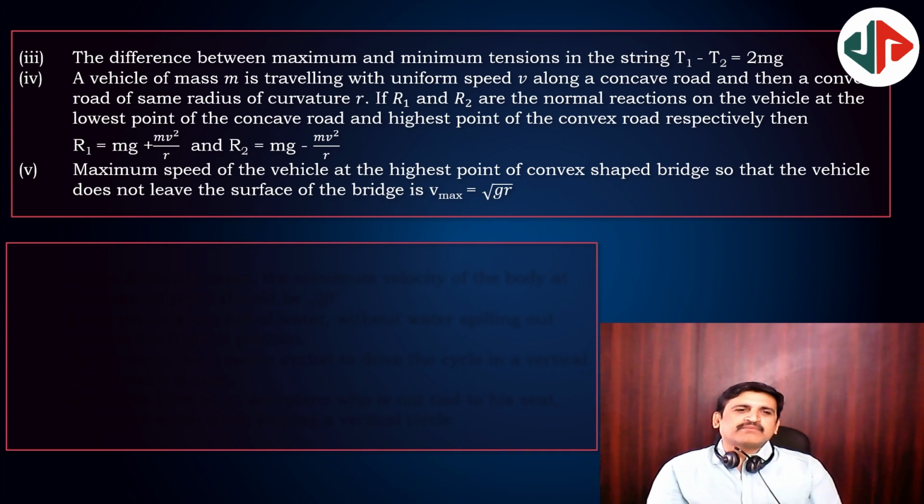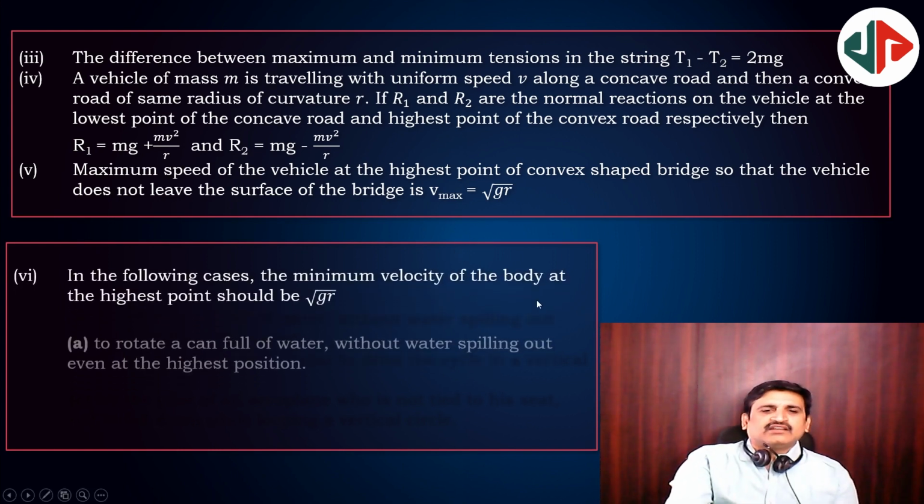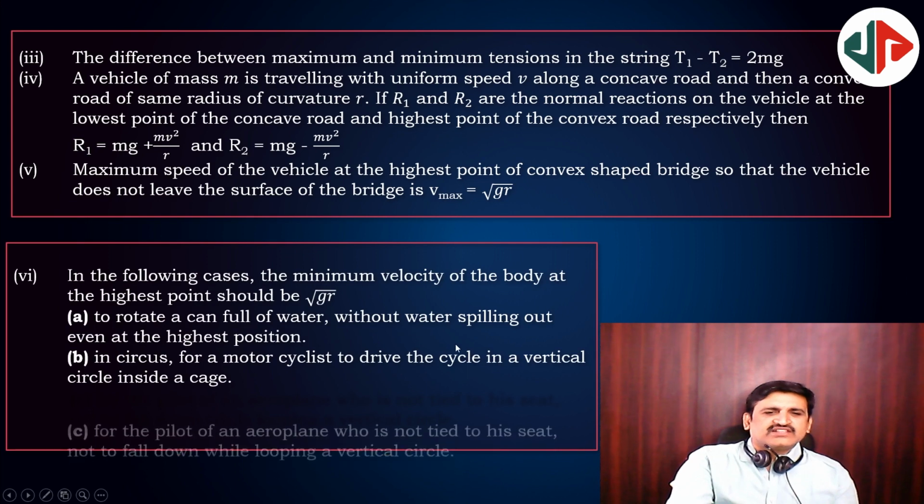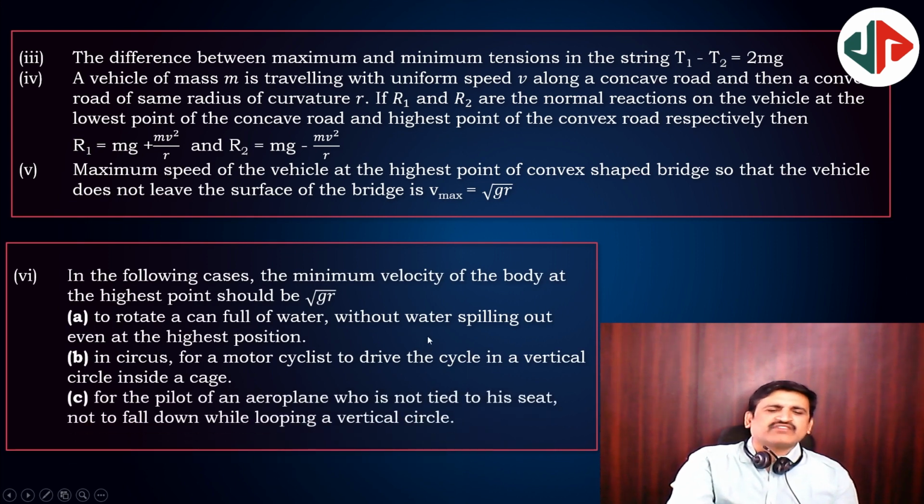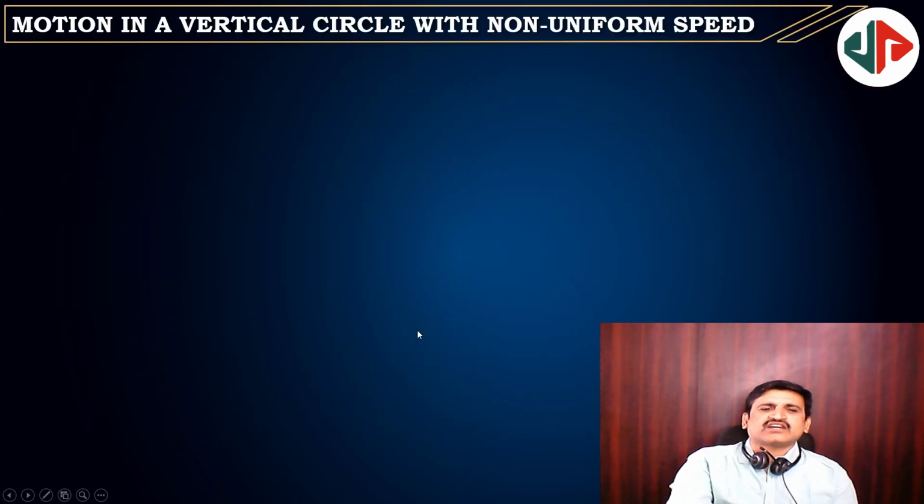Maximum speed of the vehicle at the highest point of a convex shaped bridge, so that the vehicle does not leave the surface of the bridge, is when the velocity is root gr. This is nothing but, for a critical circle, the topmost point's velocity, that is root gr. Such points only, these are all. Motorcycle and everything, whatever, not leaving the contact means that it is having a velocity root gr.